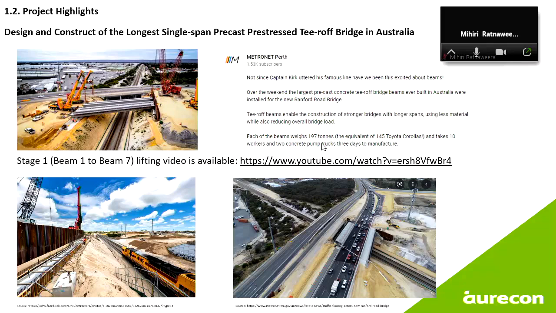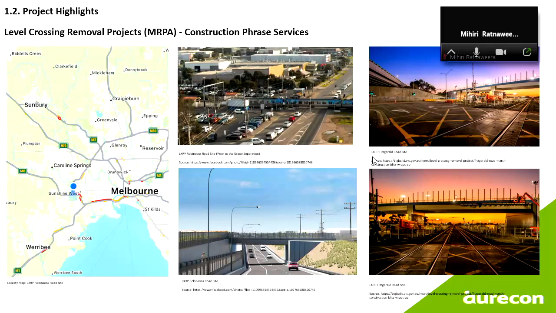I'm not going to go into much detail because we're going to discuss the detailed design of the bridge in section 2, but feel free to have a look at the video. The last one I want to talk about is the level crossing removal project. This is the first job I did in Melbourne. Since May 2022, I've been the structural lead for both level crossing removal projects at Robinson Road and Fitzgerald Road. It's a unique experience in terms of how the design interacts with the contractor, so we'll talk about the construction support at the end of the design section.